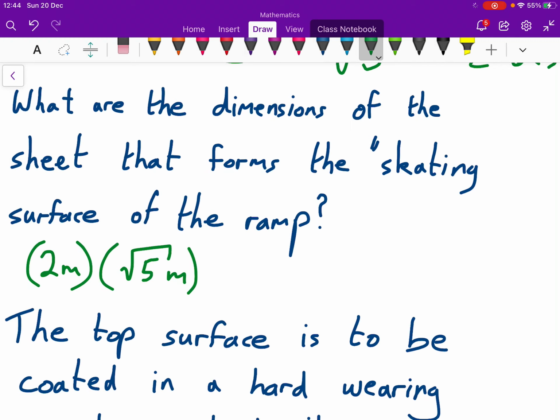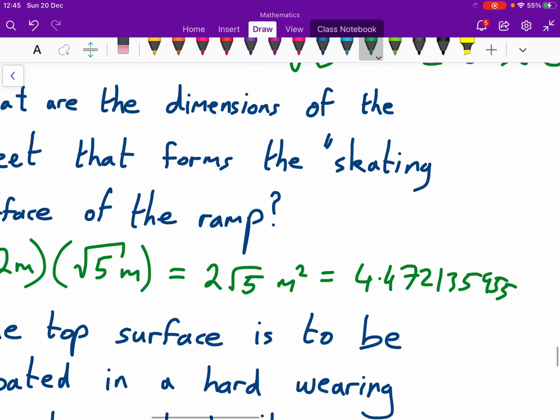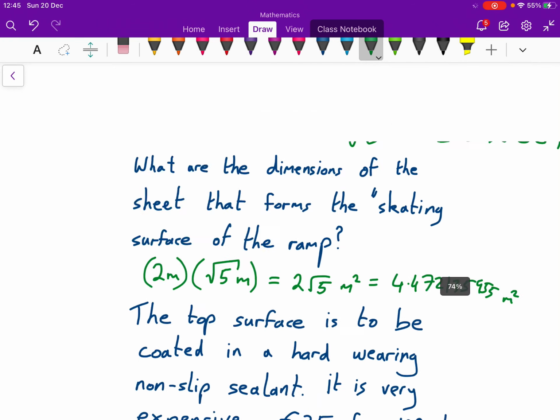Or if we want to know that as an area, we just multiply them. As an area, it will be 2 root 5 meters squared, because meters by meters is meters squared. Or if you wanted that as a decimal, 4.472135955. So it's a little short of 4.5 meters squared. But 2 root 5 is more accurate.